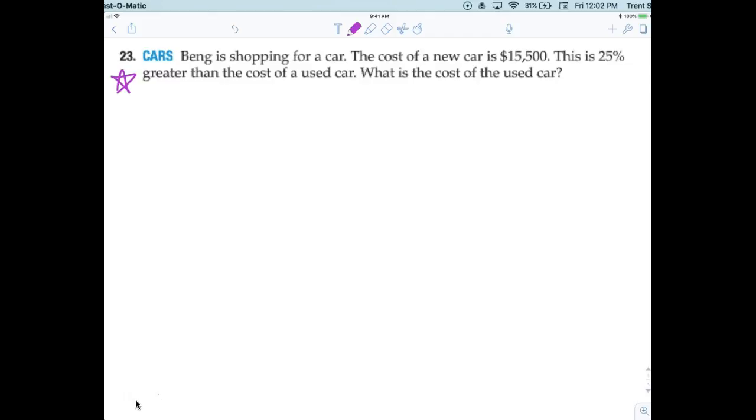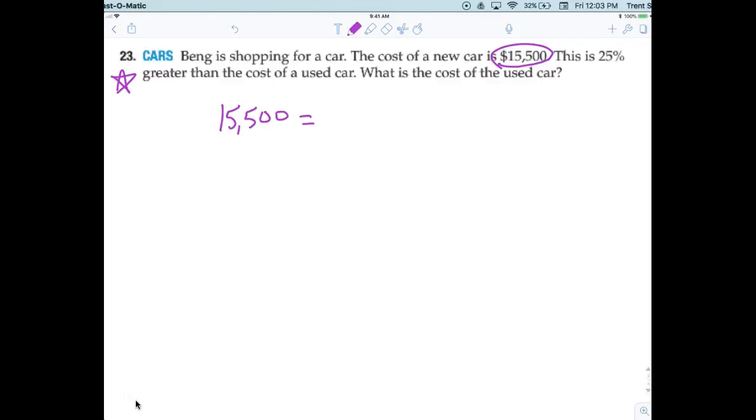$15,500 represents the new car, right? Now listen to what I'm saying. Because I want to try not to confuse anybody in here. Anybody pay attention? It's an important one. It's very easy to do what Jake did because this is exactly what I did. They're giving you the cost of the what? The new car, right? So the new car is $15,500, which means that it is equal to 25% more than the used car.